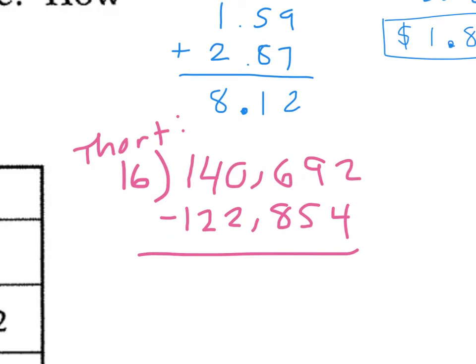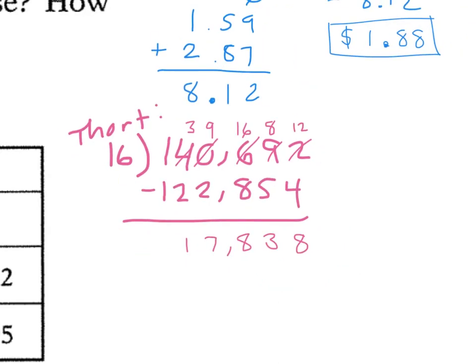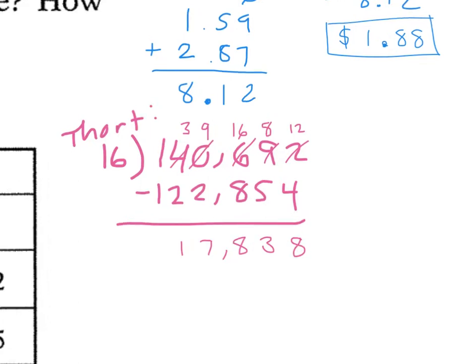So since 2 is smaller than 4, we need to make this a 12 by taking 10 from here, so this becomes an 8. So 12 minus 4 is 8. 8 minus 5 is 3. We need to make this a 16. This becomes a 9, and this becomes a 3. So 16 minus 8 is 8. 9 minus 2 is 7. 3 minus 2 is 1, and 1 minus 1 is 0. So our population increases 17,838, and now we need to do the same for Sheffield.